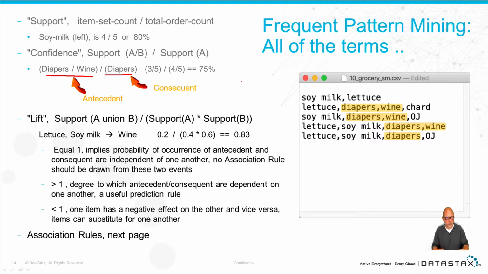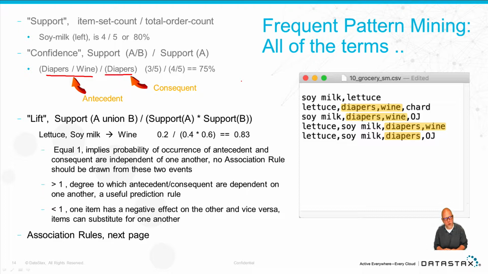And hopefully this will make sense, the antecedent and the consequent, but we're going to use these terms here when defining lift. So lift is defined as the support of A union B. And if we're looking at an order of lettuce and soy milk, and then we're considering wine, should I recommend wine to these people? They bought lettuce, they bought soy milk. The whole point of this is a recommendation engine.